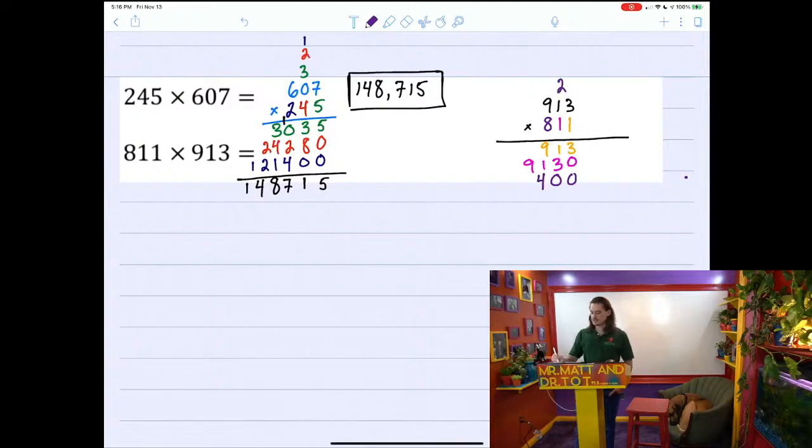Adding all these up, 3 plus 0 plus 0 is 3. 1 plus 3 plus 0 is 4. 9 plus 1 plus 4 is 14. 9 plus 1 is 10. 10 plus 4 is 14. So keep the 4, carry the 1. 1 plus 9 plus 0 is 10. So keep the 0, carry the 1. 1 plus 3 is 4. And then this 7 just carries down through. So our answer here is going to be 740,443.